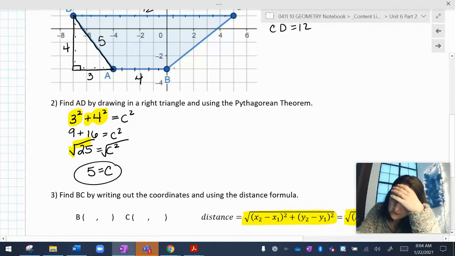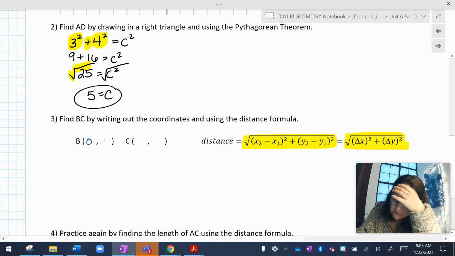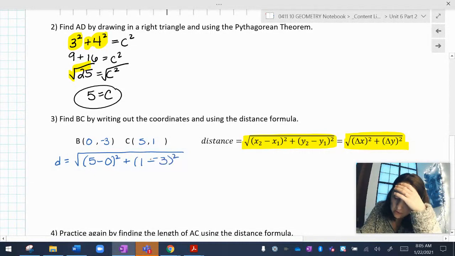All right, what are the coordinates of B? B is 0, negative 3, and C is 5, 1. So I have 0, negative 3, and 5, 1. So if I want to use the distance formula, I'm going to do x2 minus x1 squared plus y2 minus y1 squared. And minus a negative becomes plus.